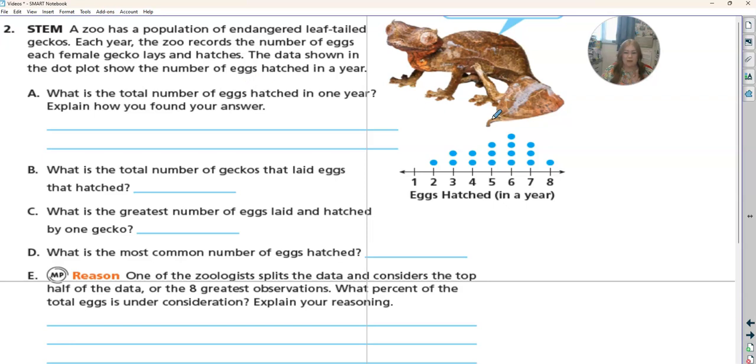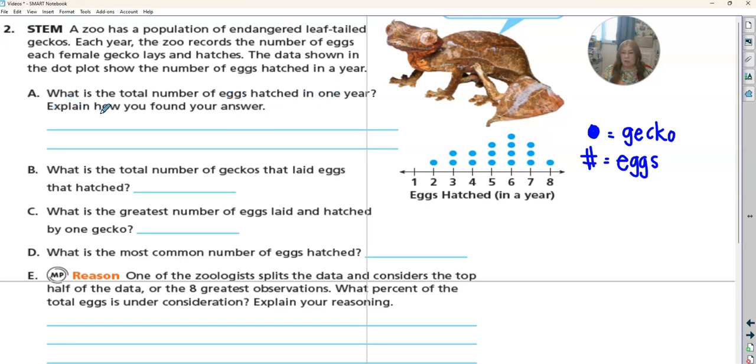So we need to understand what is a dot on here and then what is a number. So a number is an egg hatched. So the number is how many eggs were hatched. And then every time we have a dot, that's a gecko. That's a gecko that laid eggs. Okay, so what is the total number of eggs hatched in 1 year?